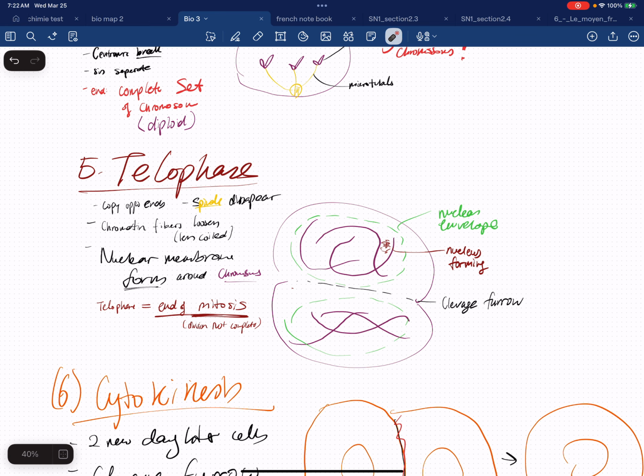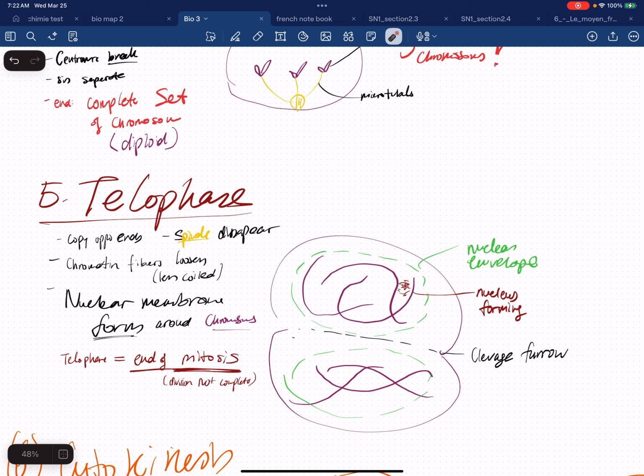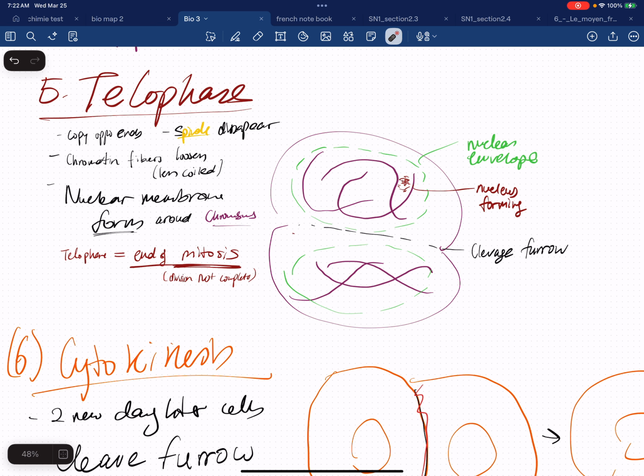Telophase is the ending of the mitosis. So the chromosomes will become more loose, and they will turn into chromatin fibers. They will loosen and become less coiled, and the spindle fibers will be gone. The spindle fibers that were pulling them will disappear. The nuclear membrane will reappear, so the nuclear membrane will form around these nuclei.